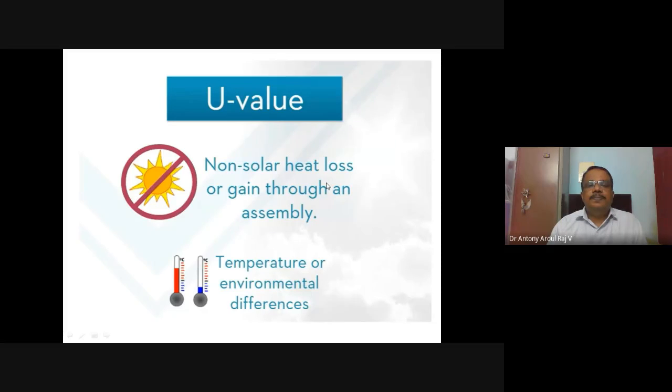So U value. I told you, for a winter night window, this U value is very important. U value is not about solar heat loss or solar heat gain. That means the solar is not at all involved. It is just a temperature. It is very much relevant only during the coldest winter night times.